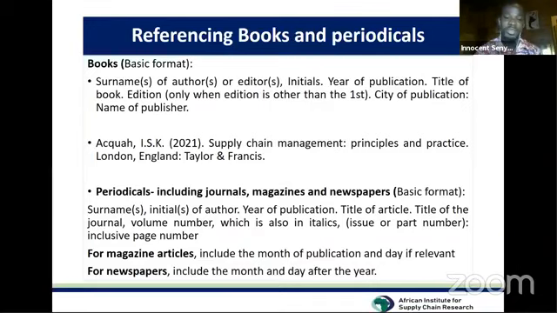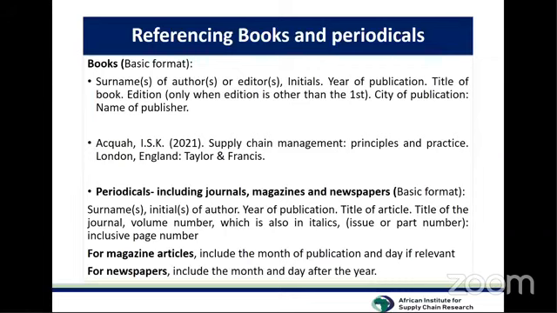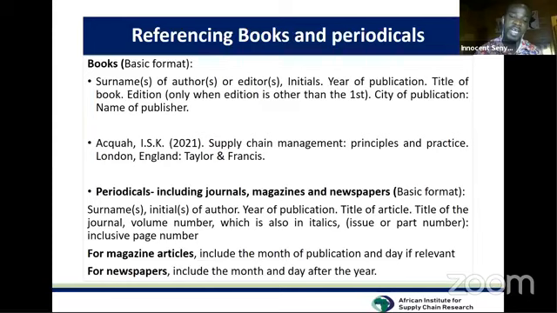For magazine articles, we are also supposed to include the month of publication and the date if that is relevant to the work. Then for newspapers, we are supposed to include the month and the day after the year is provided. So the month and the day in which that newspaper article was published should be provided after the year. So this is a basic format for citing periodicals, in that case, journals, magazines, newspapers, etc.